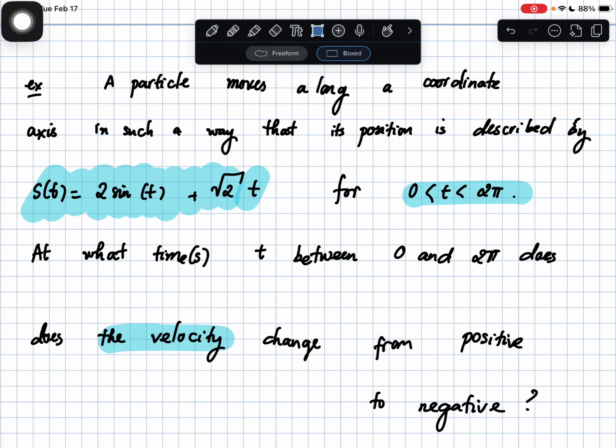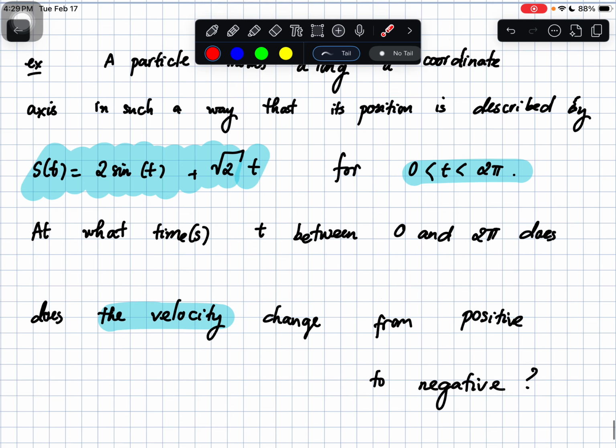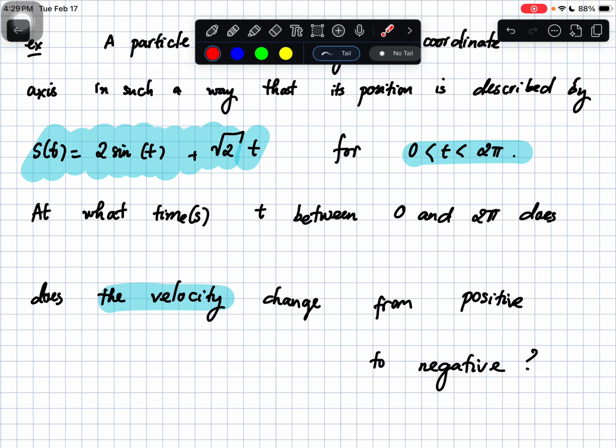A particle moves along a coordinate axis in such a way that its position is described by this function s(t), t between 0 and 2 pi. s(t) is 2 sine t plus root 2 times t. So this is the position function. At what time t between 0 and 2 pi does the velocity change from positive to negative?